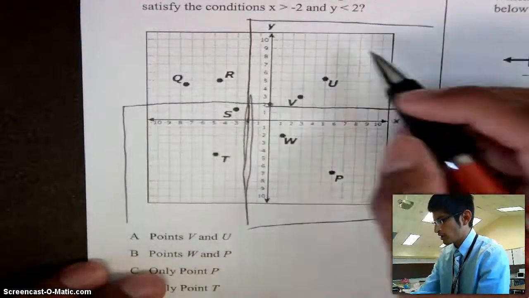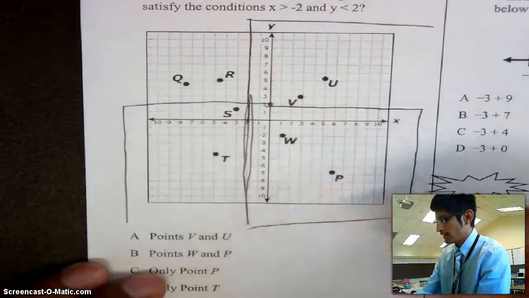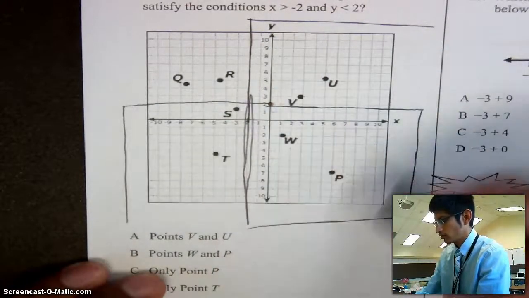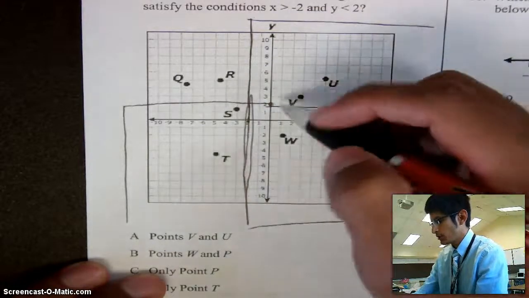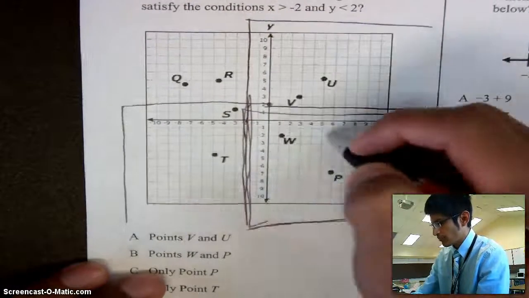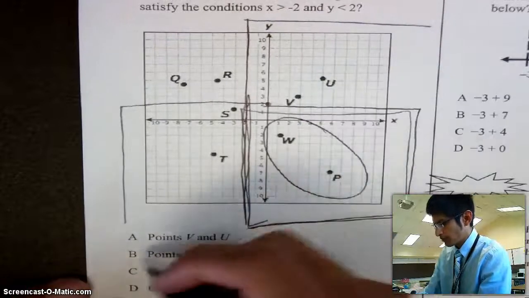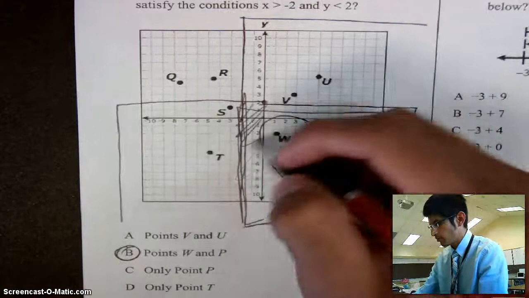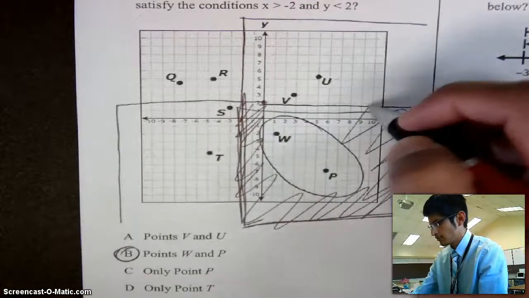So which numbers go this way, and they are x is greater than negative 2, and y is less than 2. So it would be in this space right here are my points that I'm looking for. So that would be points W and P, and that would be answer choice B there. Okay, because this part has all the points that I want over here on this side.